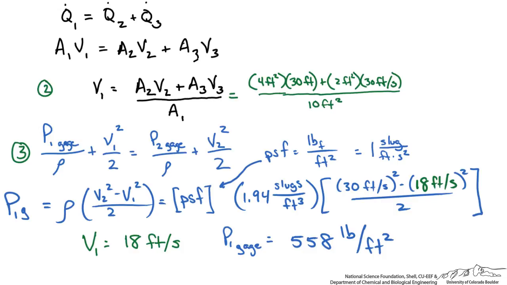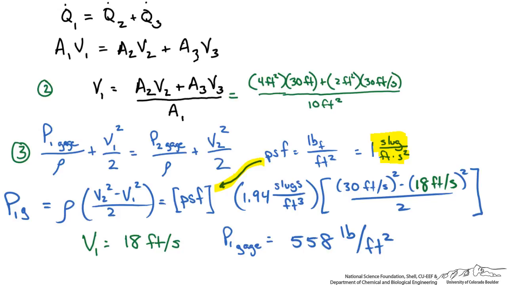One thing I want to point out is the units that we're using. Since the density reported is in slugs per foot cubed, we need to convert this to pounds force. Just a reminder, that's why I have this arrow. A pound per square foot is the same thing as 1 slug per foot second squared, because 1 slug times 1 foot per second squared is the same thing as 1 pound force. Just a reminder when we're using these types of units.